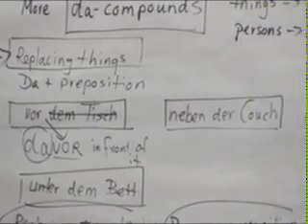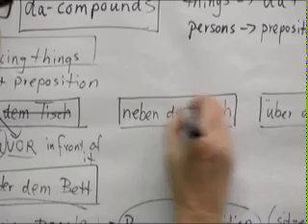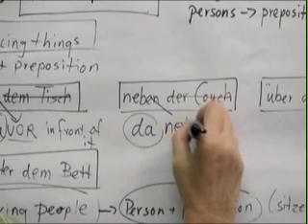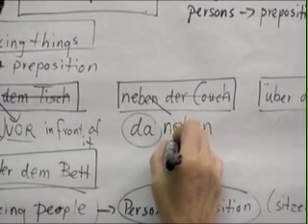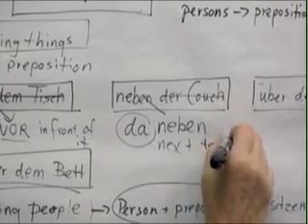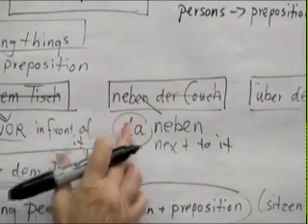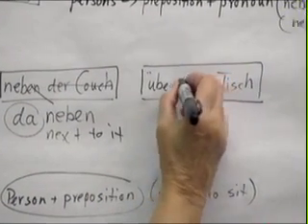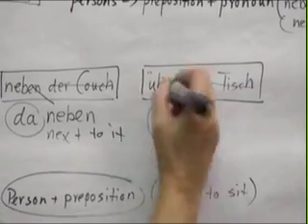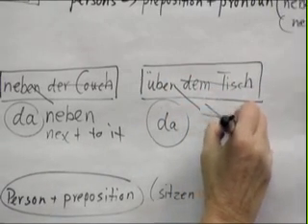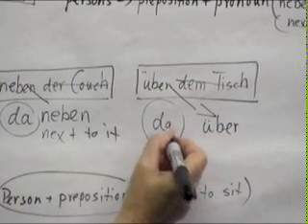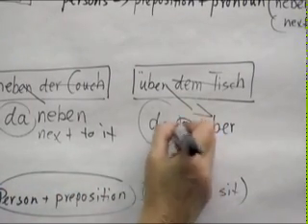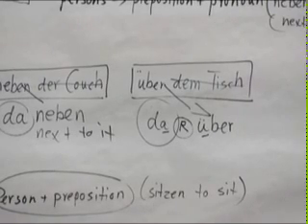Neben der Couch, next to the couch. So, same procedure. Couch becomes da. Neben gets transferred down, becomes one word, and daneben, meaning next to it. Neben der Couch, daneben. Über dem Tisch, above the table. We are replacing the noun with a da. Transfer the über. But since we have two vowels, A and U umlaut, we have to put an R in between. Darüber. And darüber means above it.